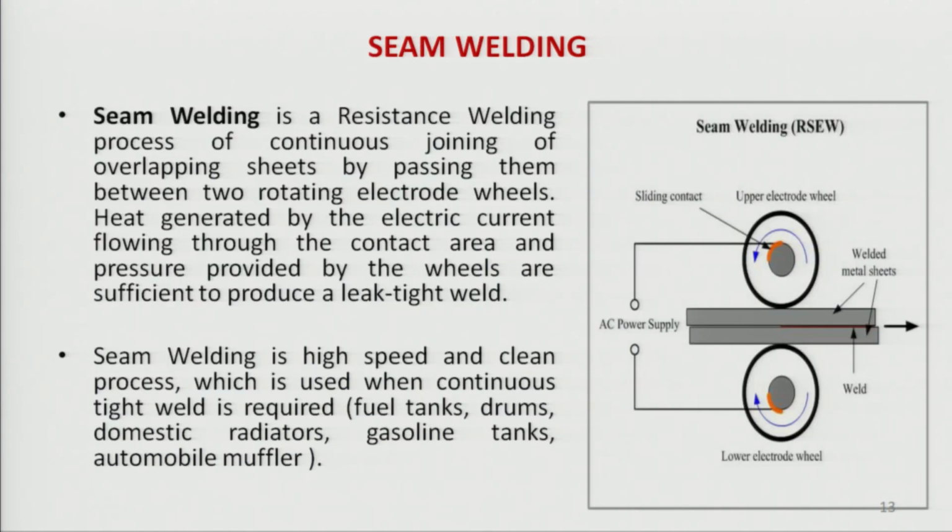Seam welding: the same resistance electrode is there, but it is replaced by a wheel. The process remains the same as spot welding, but the wheel is moving and the workpiece is moving through it, and continuous weld beads are made and the material is joined. Seam welding is a high speed and clean process which is used when a continuous tight weld is required, like fuel tanks, drums, domestic radiators, gasoline tanks, automobile mufflers.